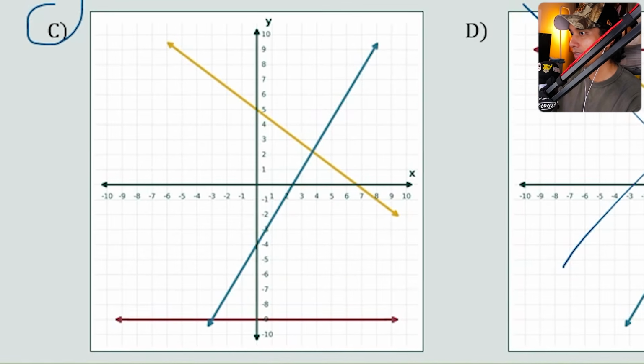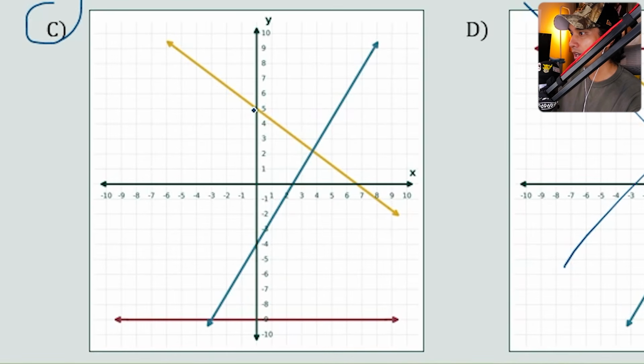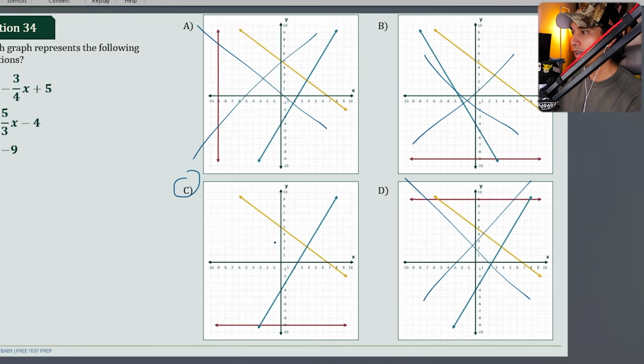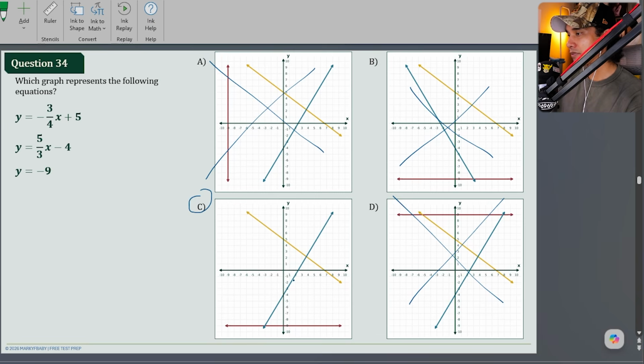And then we could look at the y-intercepts. We have one at 5, right? And we have one at negative 4. Okay, we can figure out the slope for each, but there's no need to, because we use process of elimination to get rid of the other answer choices. C is the correct answer.